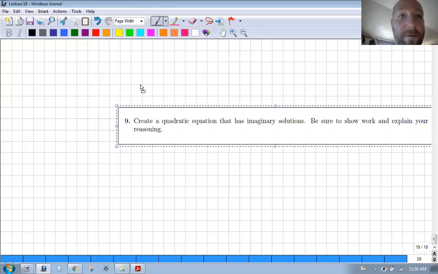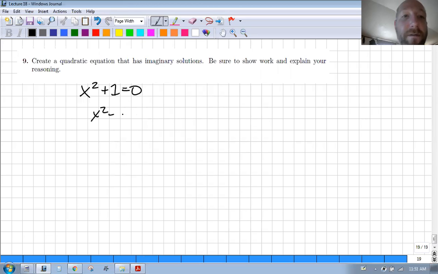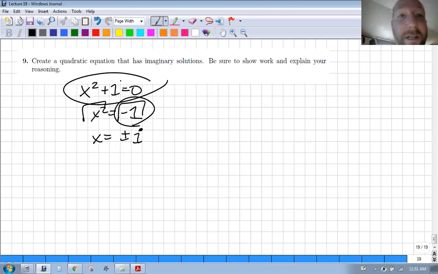All right, create a quadratic equation that has imaginary solutions. How about x squared plus 1 equals 0? If we were to solve this, we'd subtract 1 from both sides, then take the square root. Right here, you have the square root of a negative. So this is the most simple quadratic equation with imaginary solutions.